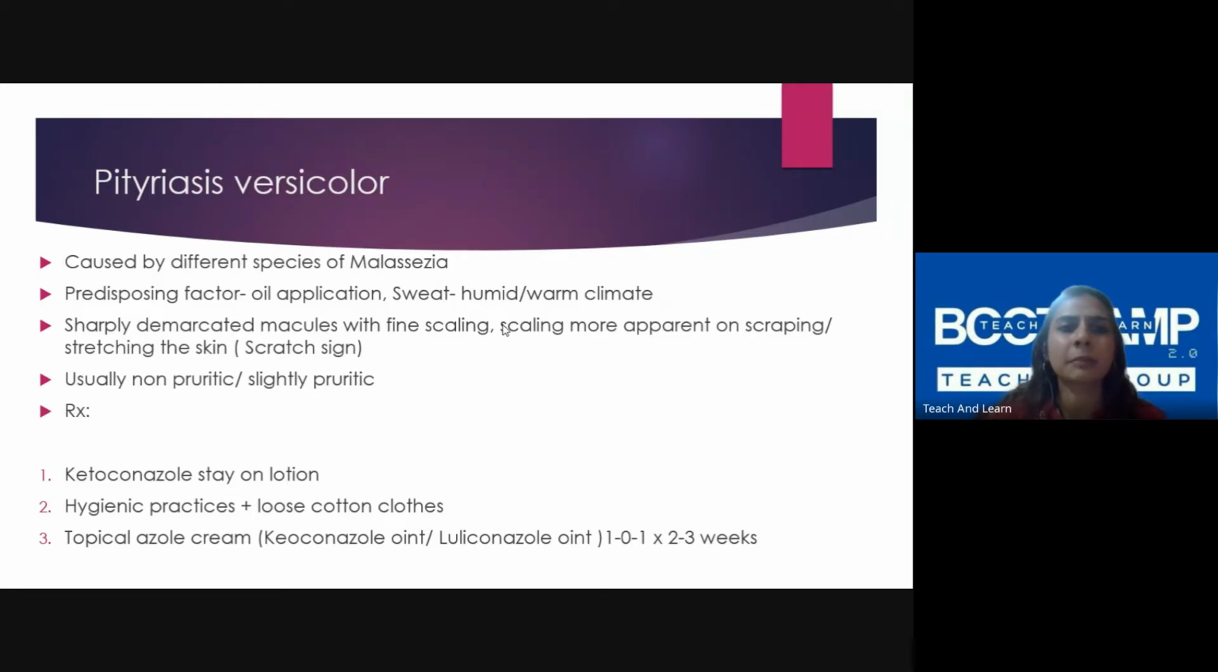Okay, and then hygienic practices. Explain to them that you have to wear loose cotton clothes. You have to tell them sweating is the cause, so you have to take a bath after you have come back from work or school or whatever. And then topical azole creams, ketoconazole and luliconazole ointment also you can give, but a stay-on lotion would be preferred over an ointment. You have to give it for 2 to 3 weeks.